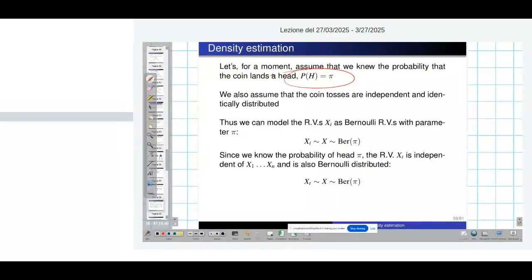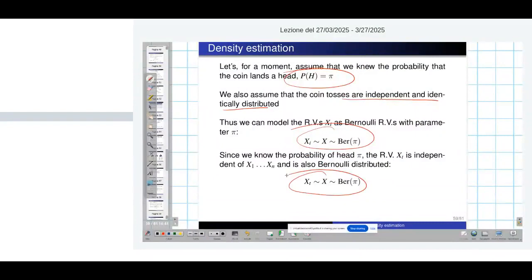Then we said if we knew the probability of a single toss giving head, then we can model all our coin tosses as independent, in the sense that knowing the previous coin tosses is irrelevant, because we assume that they are independent given the value of pi. And then we have seen that since this is a two-outcome problem with an outcome having probability pi, essentially the random variables are distributed as Bernoulli random variables with parameter pi.